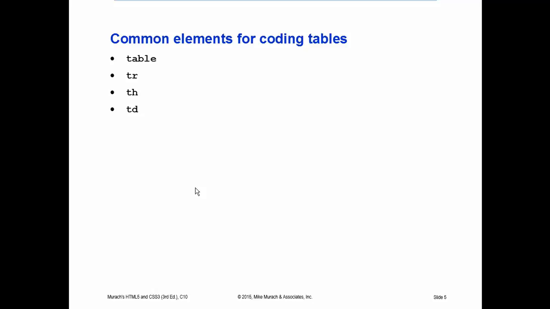on page 351, the table tag defines the table, and the slash table tag, of course, ends it. TR defines a table row. TH defines a table header. TD defines table data. So a table consists of rows and columns that intersect, and the intersection of a row and a column is known as a cell. The cells that contain data are known as data cells. The cells with the header information are known as header cells.